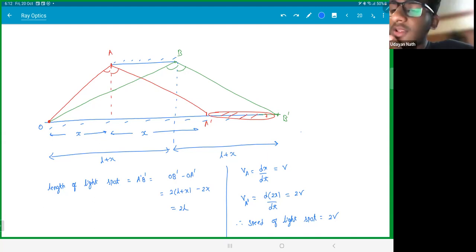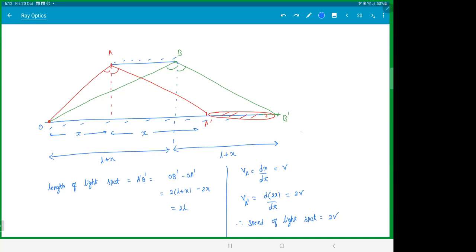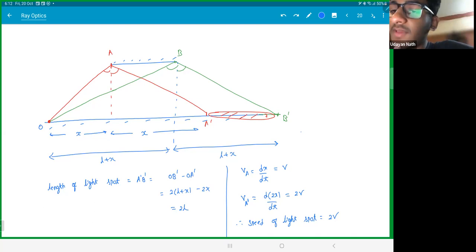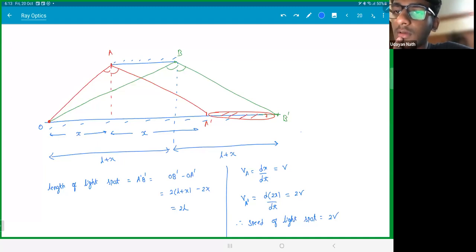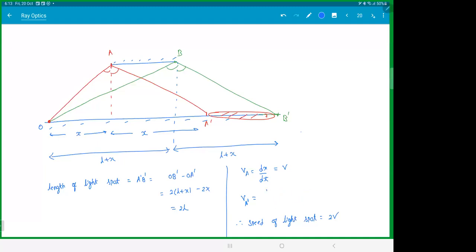Sir, could you explain the velocity part once? Udyan: Sir, I didn't understand the velocity part, VA dash. What is A dash ka coordinate? 2x comma 0, na? Yes, sir.